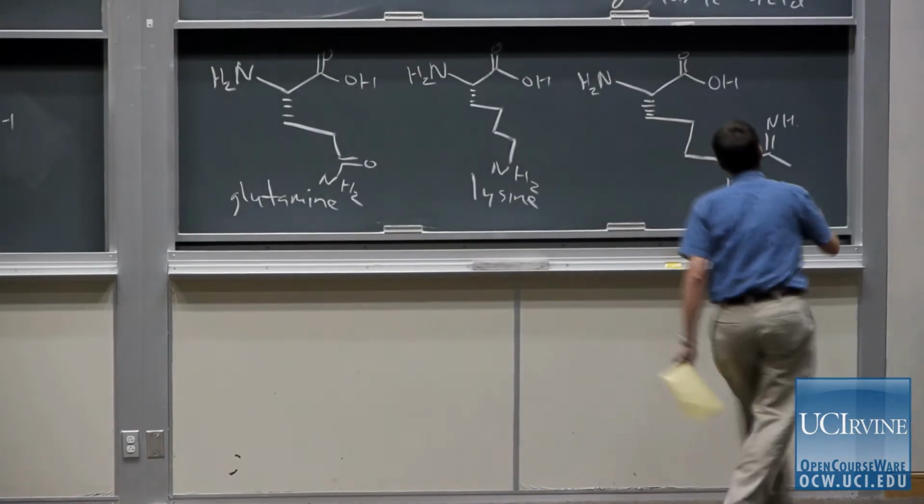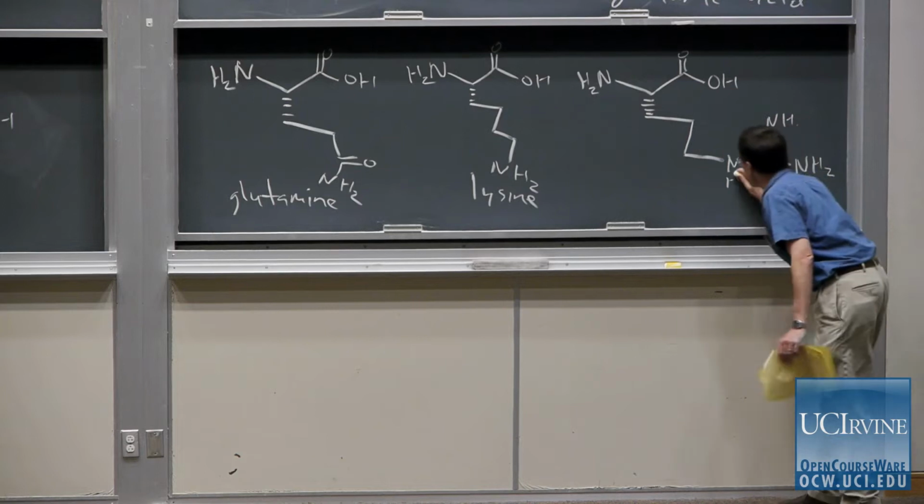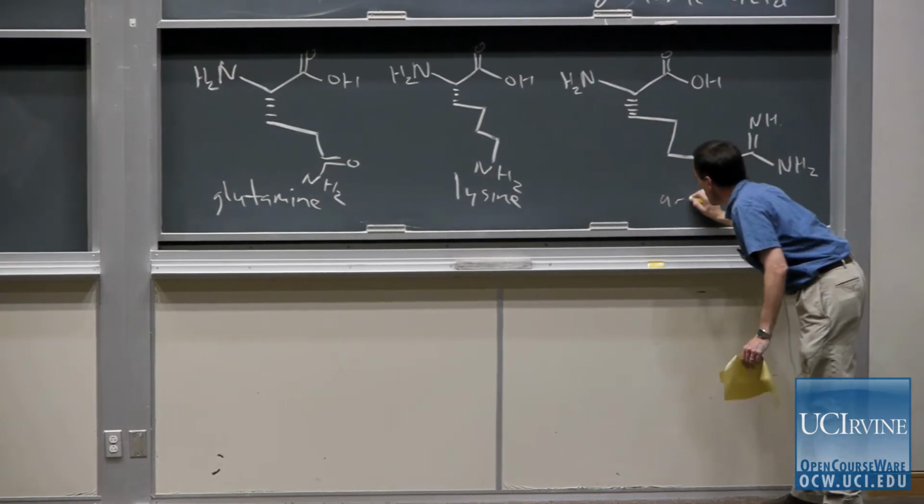Arginine is the last one I'll show you. Also has a basic side chain. It's got a guanidine group.